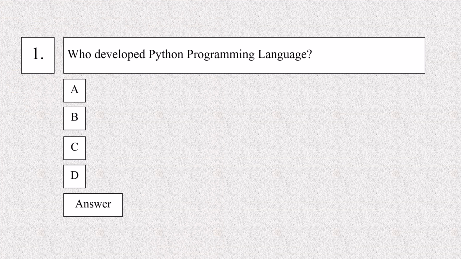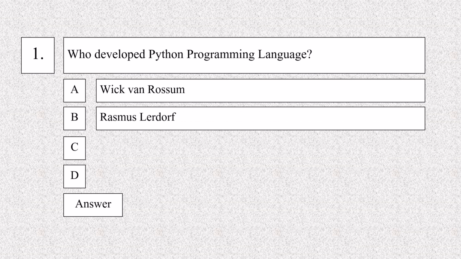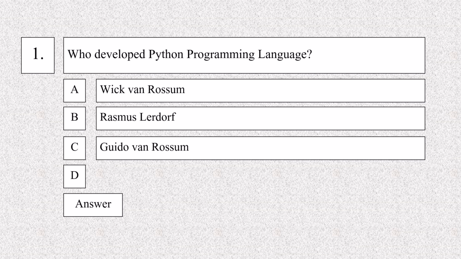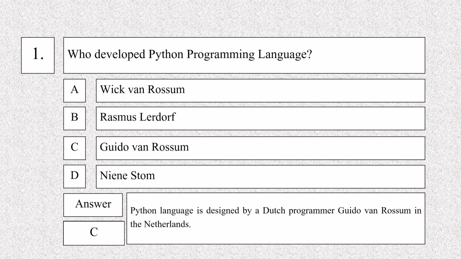So let's start. The first question is, who developed Python programming language? The first option is Wick van Rossum. Option B, Rasmus Lerdorf. Option C, Guido van Rossum. And option D, Nanny Storm. The correct option is option C. Python programming language is designed by a Dutch programmer, Guido van Rossum, in the Netherlands.